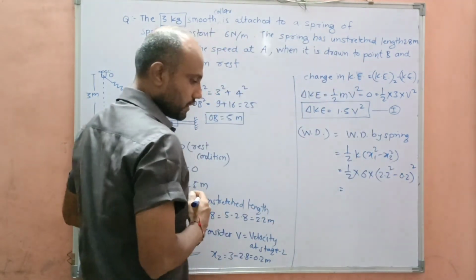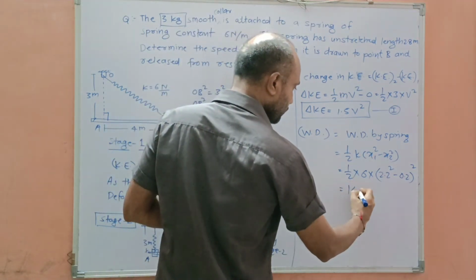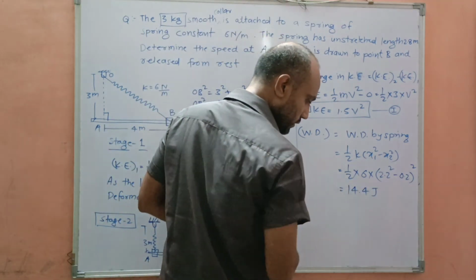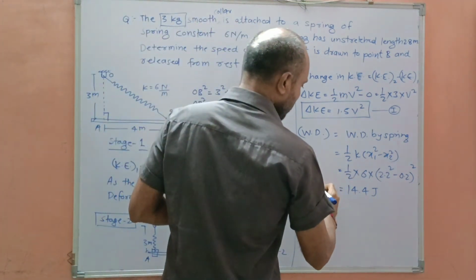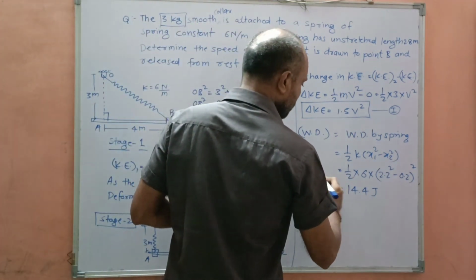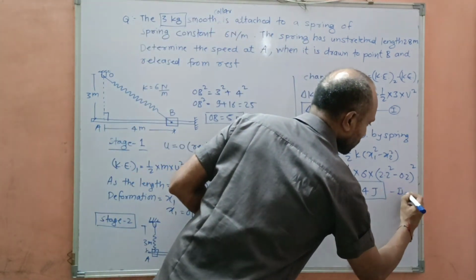If we calculate this total quantity, it comes out to be 14.4 joule. So we are getting work done equal to 14.4 joule. Let us write this as equation number 2.